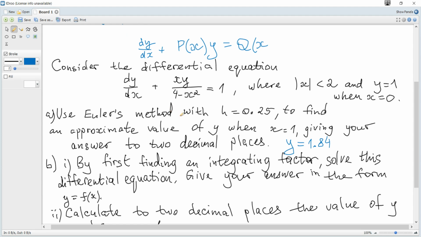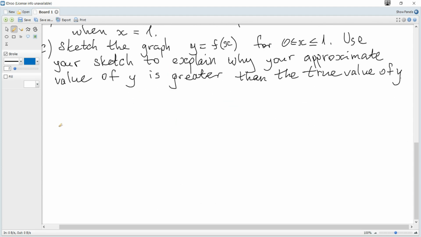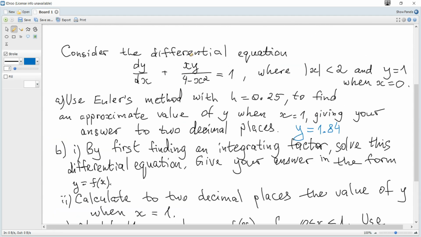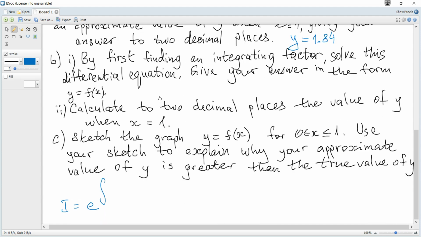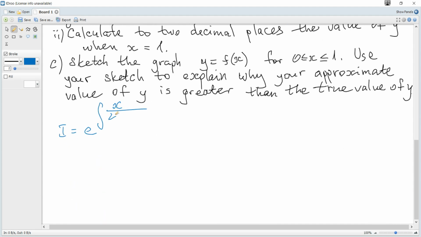And then the next step is to find an integrating factor. The formula is given in the data booklet, and it says that the integrating factor is e to the power integral p of x, and p of x is the expression in front of y, so it's x over 4 minus x squared dx. And how to integrate this?